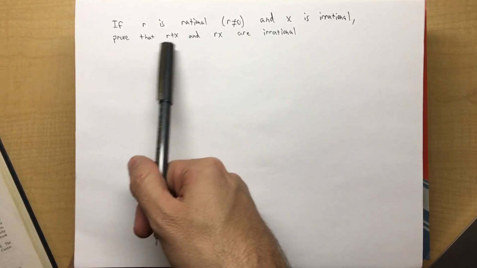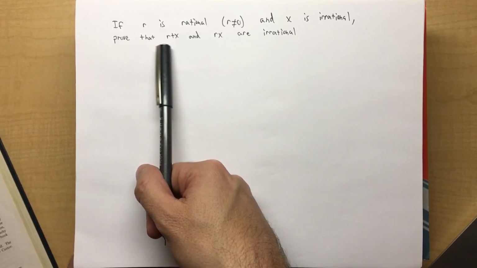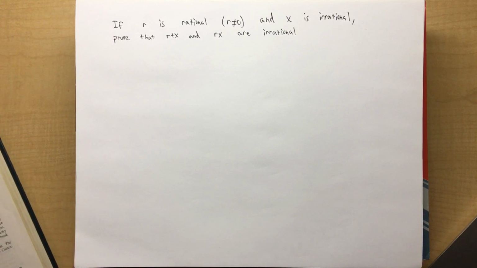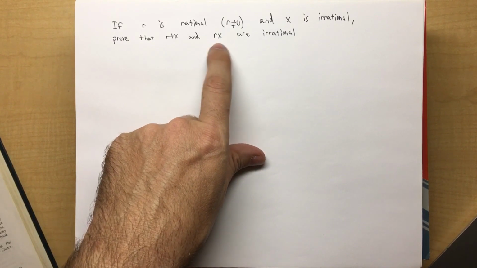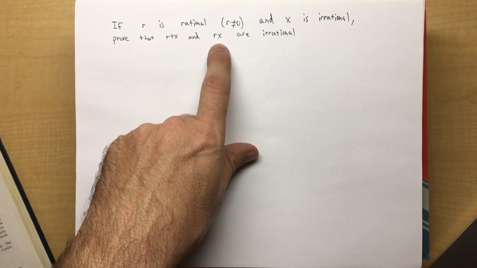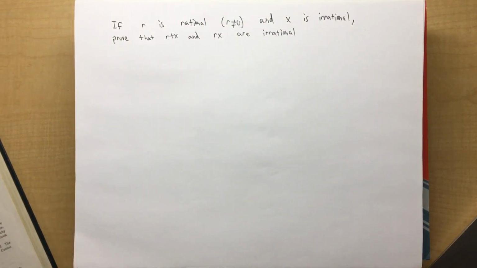So if you add these together, an irrational plus a rational, is that somehow going to be a rational number? No, it's going to be an irrational number. If you multiply these together, is that somehow going to be a rational number? No, it's going to be an irrational number. And here's the proof.